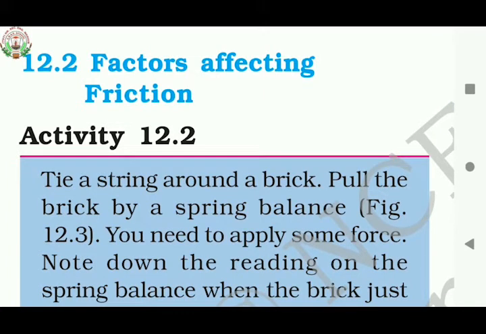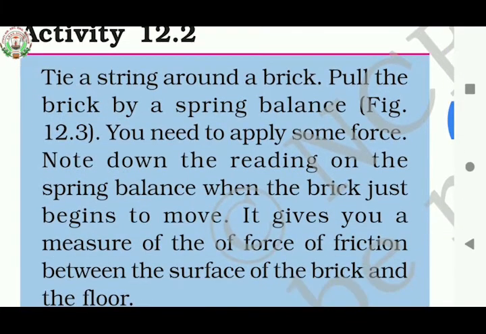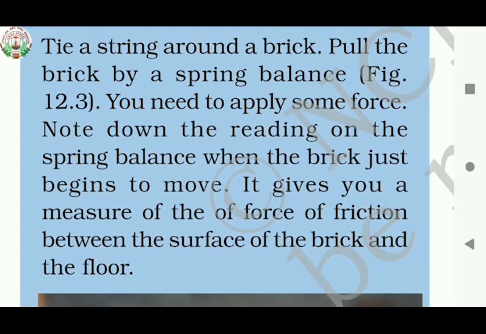What are the factors affecting friction? We'll do another activity, that is activity number 2 in your textbook. Tie a string around a brick. Pull the brick by a spring balance. You know what is a spring balance? A spring balance is a device used for measuring the force acting on an object. The force acting on an object is the weight of the object. So we can say spring balance is a device used for measuring the weight of an object. Figure is given in your textbook. Just see that.